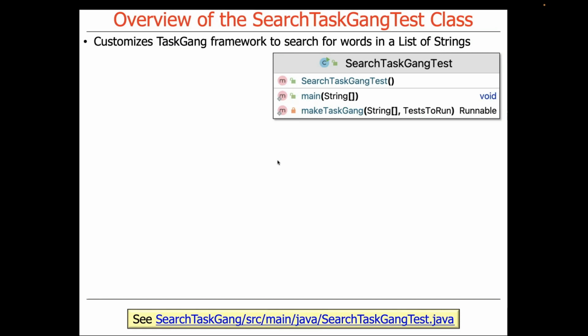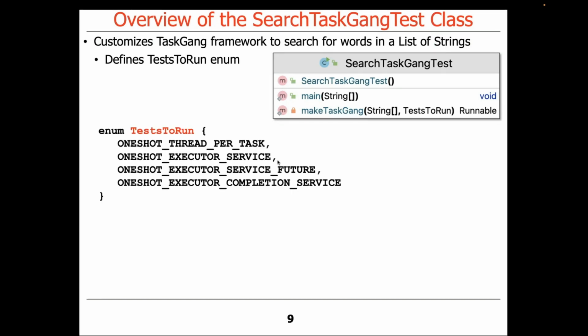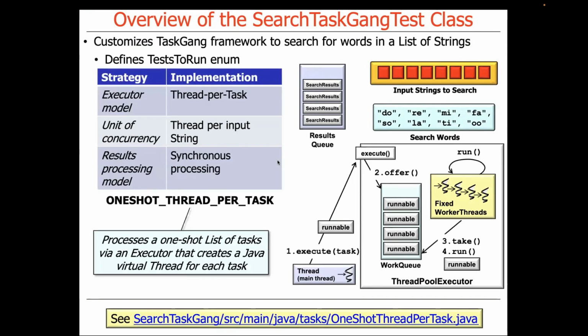This example uses a customized version of the TaskGang framework to search for words in a list of string objects. One of the things that this SearchTaskGang test class does is it defines an enum called tests to run. And you can see we have test to run, one-shot thread per task, one-shot executor service, one-shot executor service future, one-shot executor completion service, and so on and so forth. So let's talk about each of these different classes or capabilities associated with these enums.